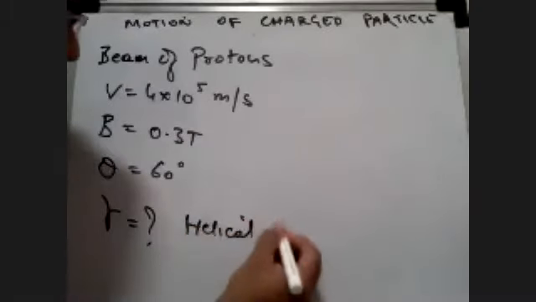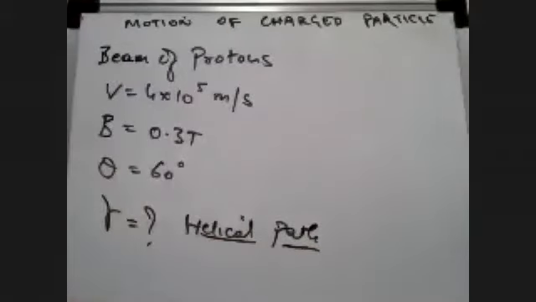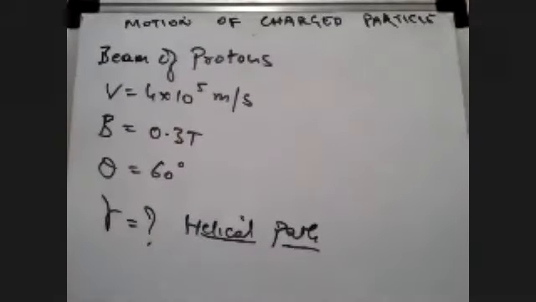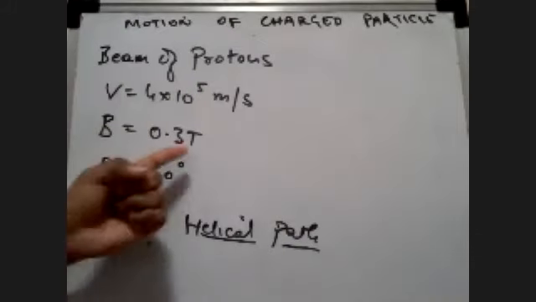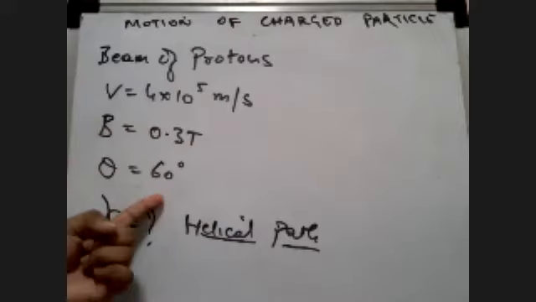Helical path. These are all important things which I have written on the board, and this is exactly how you should write down when you are reading a question. That is how you will generate the answer. So a beam of protons has velocity 4 into 10 raised to 5 meter per second, in a magnetic field of 0.3 Tesla, with an angle of 60 degrees between the velocity vector and the magnetic field.